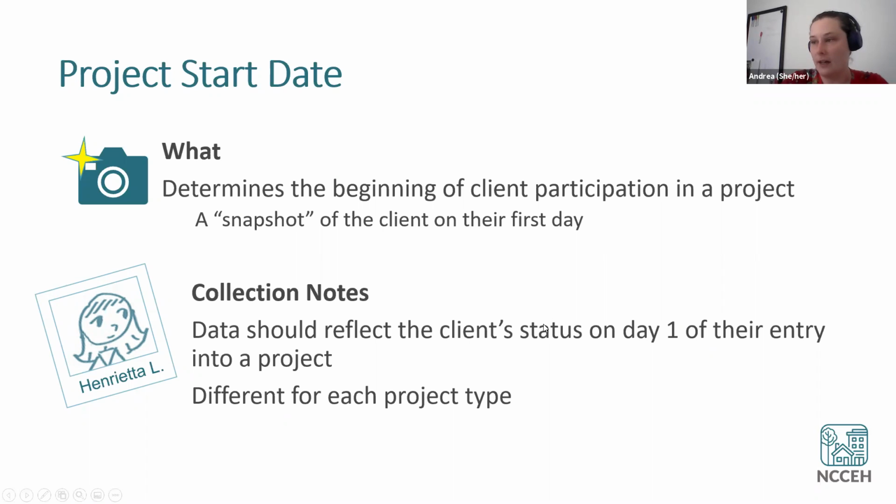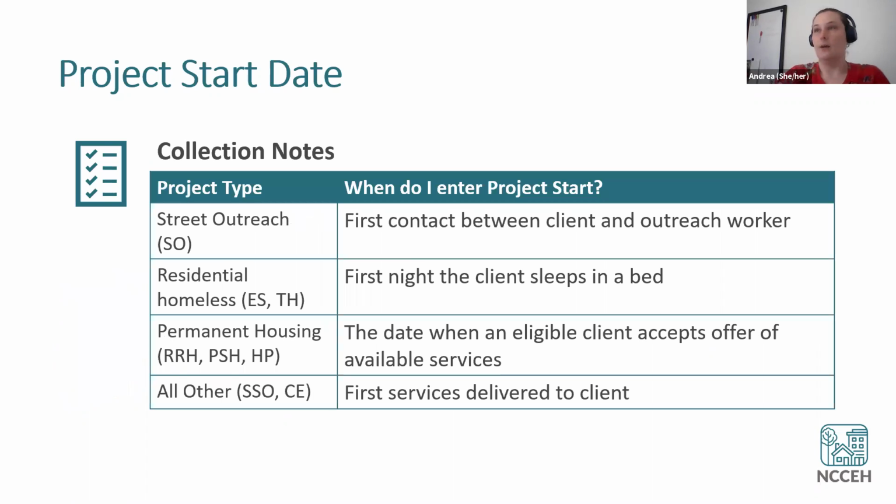And just one other thing to note here is that this is really different for each project type. It's all reflecting when the services begin, but because different project types have different services, it can look a little bit different. So let's break that down. For project start date, we have broken out the different categories of project types with street outreach, then the residential homeless projects, permanent housing homeless projects, and all other projects like BE.